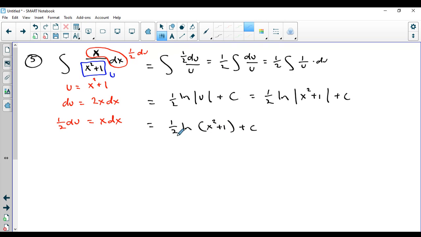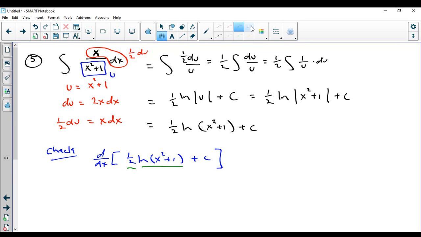Now, just for kicks and giggles, because I think this would be good review, let's actually check this. I say all the time, don't lose sight of what it is you're finding. You're finding a family of functions differing by a constant such that if I took the derivative of this, I should get x over x squared plus 1. So let's go ahead and do a check just for fun. I want to take the derivative with respect to x of 1/2 ln of x squared plus 1 plus c. So derivative of a sum is the sum of the derivatives. The derivative of a half ln of x squared plus 1, that's going to be a constant times a function.